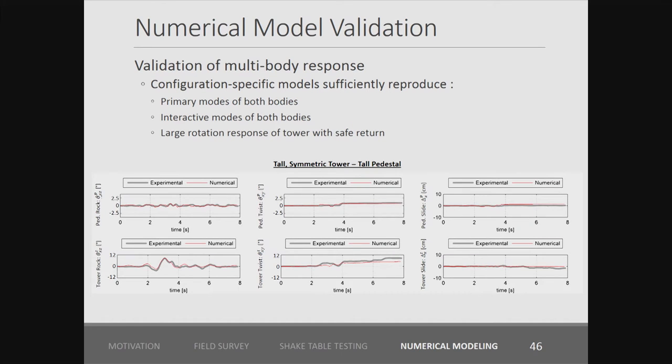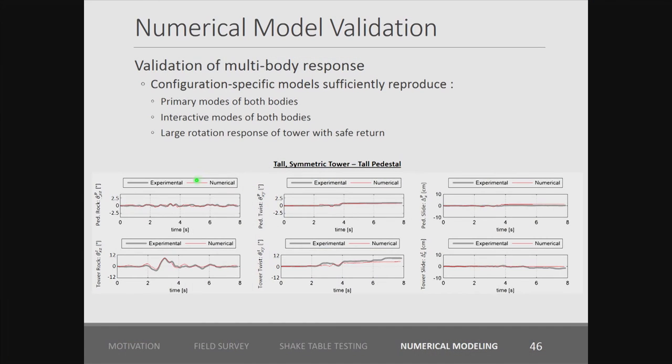In addition to the model's multimodal ability, further comparisons were made in terms of the model's ability to represent the complex multi-body behavior. And so on this slide, the response of the pedestal is shown in the top row, and the response of the tower itself is shown as the bottom row, separated for each of the individual primary modes of response. And these are overlaid with the experimental response for that component in that mode in a gray line and overlaid again with the configuration-specific model prediction in the overlaid red line.